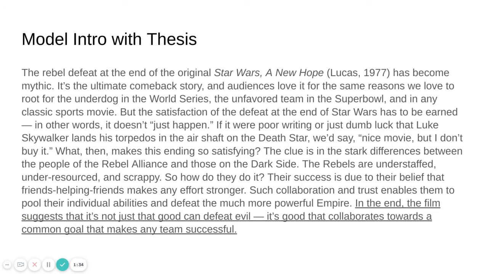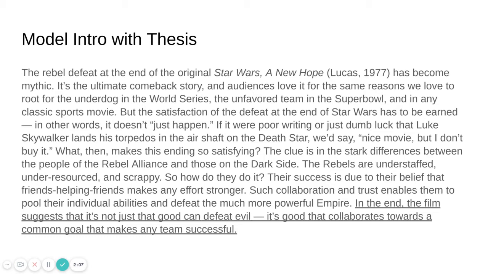So here is the paragraph that you saw over the summer. I'm going to come back to this from time to time. This is a perfectly reasonable opening paragraph for an analysis of Star Wars, and you'll see where the argument comes. Here we go. The rebel defeat at the end of the original Star Wars has become mythic. It's the ultimate comeback story, and audiences love it for the same reasons we love to root for the underdog in the World Series, the unfavored team in the Super Bowl, and any classic sports movie.